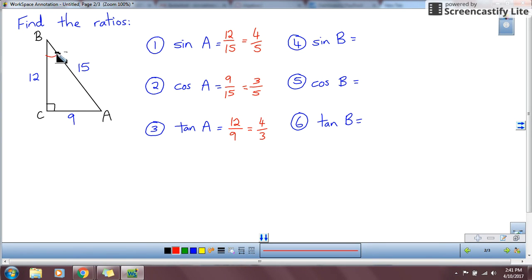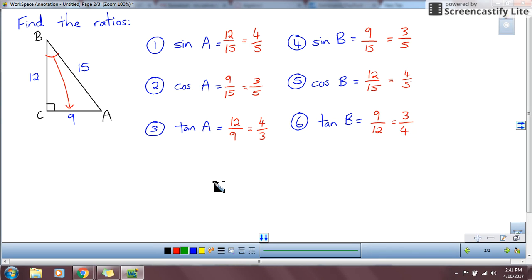From angle B, if we're looking at sine, we're looking for opposite. Opposite of angle B is 9. So we get 9, the hypotenuse is still 15. 9/15 reduces to 3/5. Cosine of B, meaning adjacent over hypotenuse, is 12/15. That reduces to 4/5. Tangent of B is opposite, which is 9, over adjacent, which is 12. 9/12 becomes 3/4.